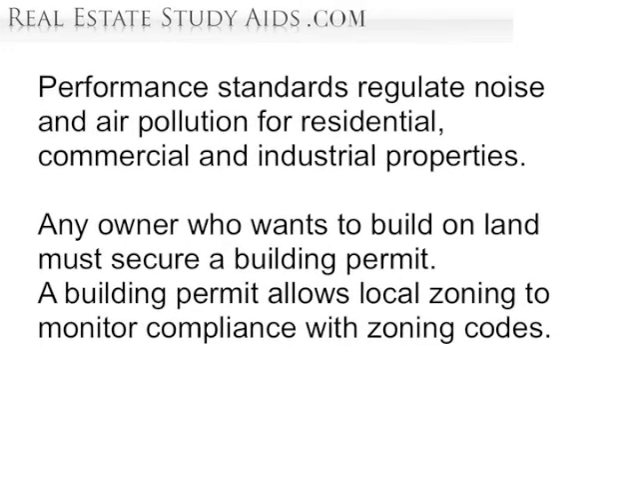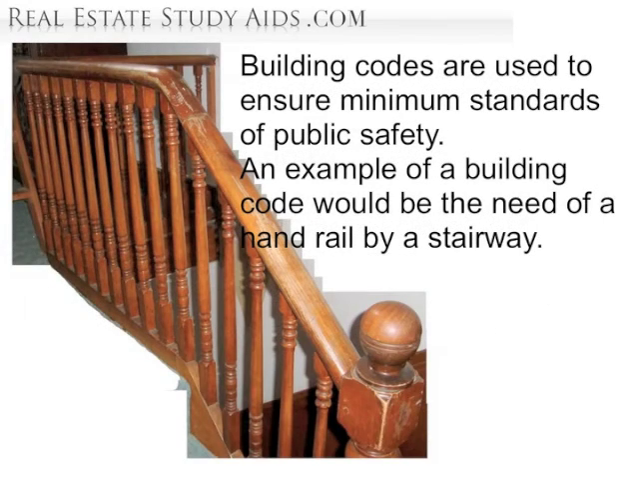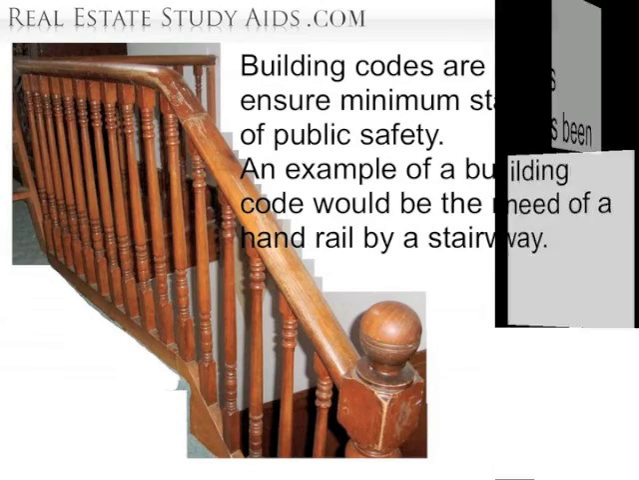Performance standards regulate noise and air pollution for residential, commercial, and industrial properties. Any owner who wants to build on land must secure a building permit. A building permit allows local zoning to monitor compliance with zoning codes. Building codes are used to ensure minimum standards of public safety. An example of a building code would be the need of a handrail by a stairway.